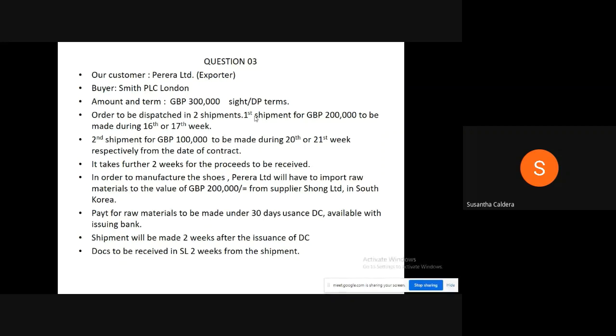The amount should be GBP 100,000. Very good. Then during the 20th or 21st week, plus 2 weeks. 22, 23 weeks. That is 5 months fixed, altogether 6 months: 5 months fixed and 1 month option.